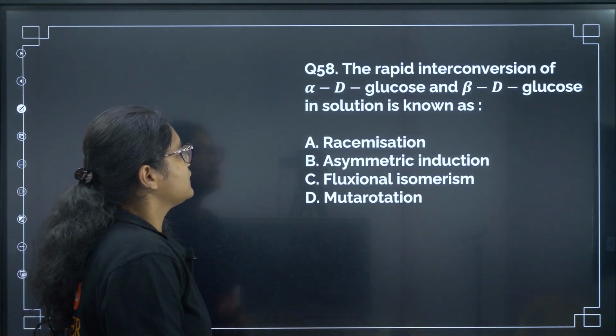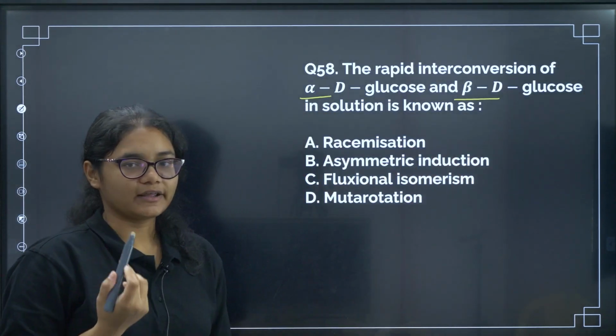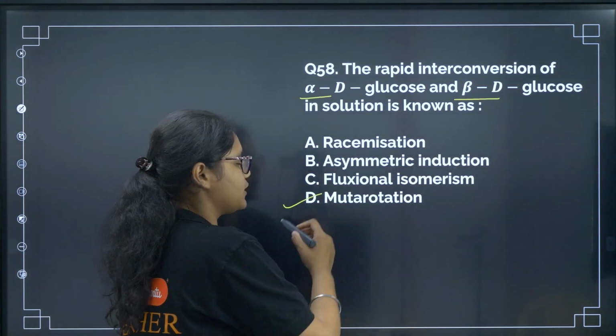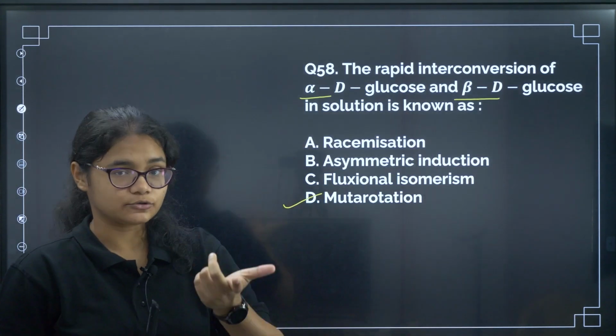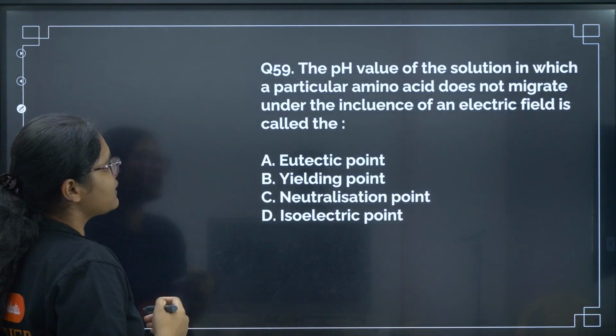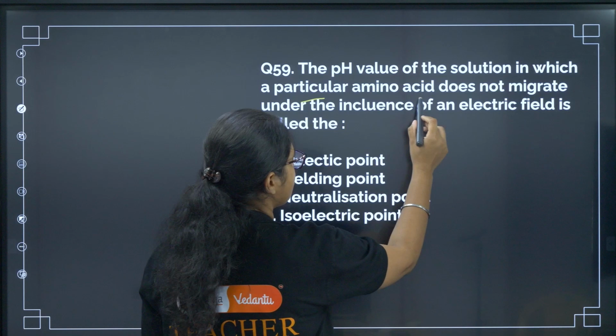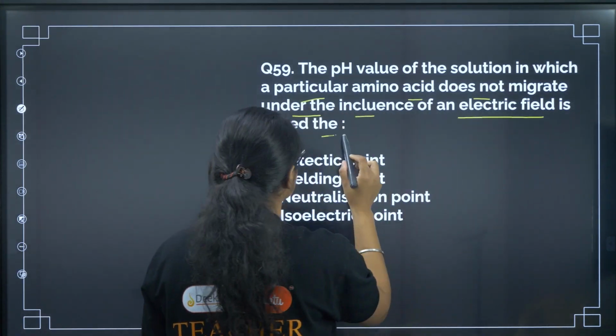Next question. The rapid interconversion of alpha D to beta D is known as. So this is a definition based question, that is mutarotation. Okay, the values you don't have to remember, but when the alpha form changes to beta form, we call it mutarotation. Okay. Next question. The pH value of the solution in which a particular amino acid does not migrate under the influence of electric field is called as.